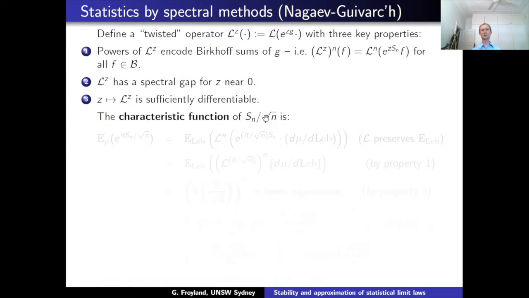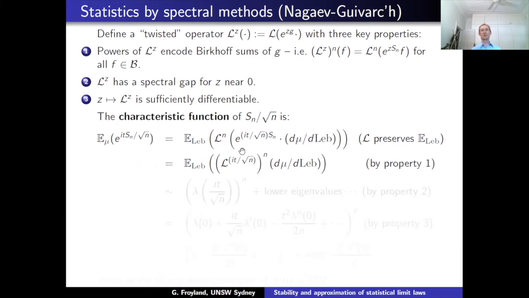So the characteristic function of this is just this. Recall characteristic functions are really Fourier transforms where you switch the sign in the Fourier transform. Okay, and now if I want to get over to here, I want to switch my mu, which is my invariant measure, with Lebesgue. So I'm going to put in this compensating d mu de Lebesgue term. And then we're going to recall that the transfer operator preserves Lebesgue measure. So I can stick in here as many powers of L as I like because it preserves Lebesgue measure, and I place in there n copies.